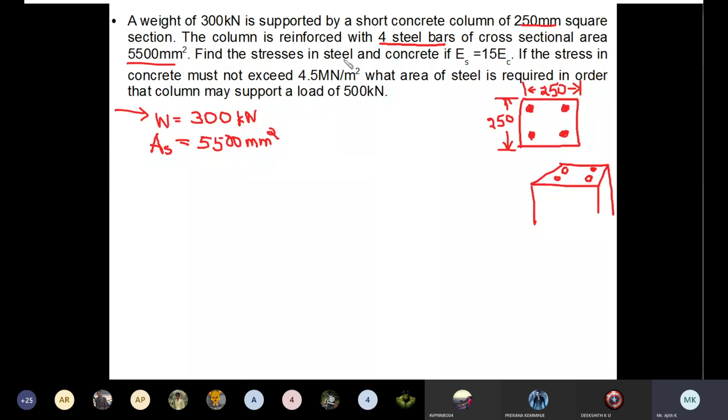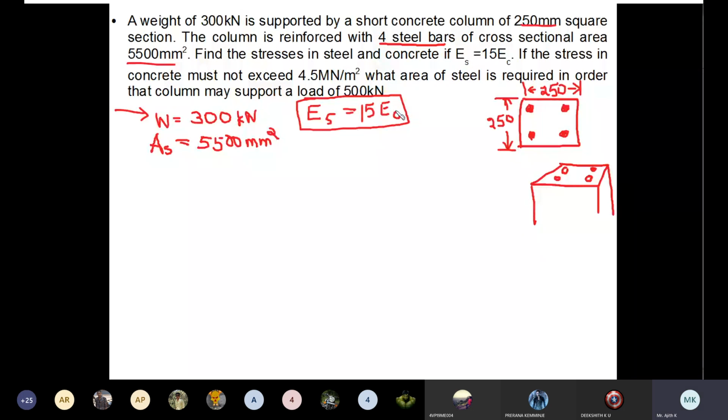Find the stresses in steel and concrete if Young's modulus of steel is equal to 15 times Young's modulus of concrete. So what is the meaning of this sentence? Its meaning is that this steel rod is capable of withstanding 15 times more load compared to concrete.